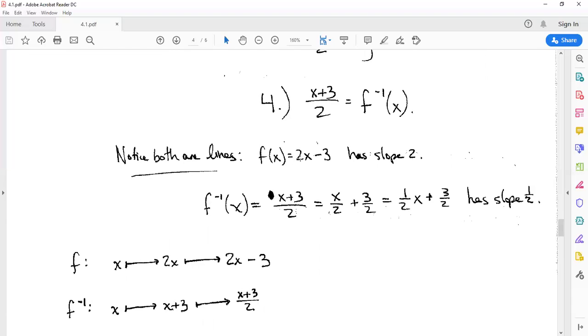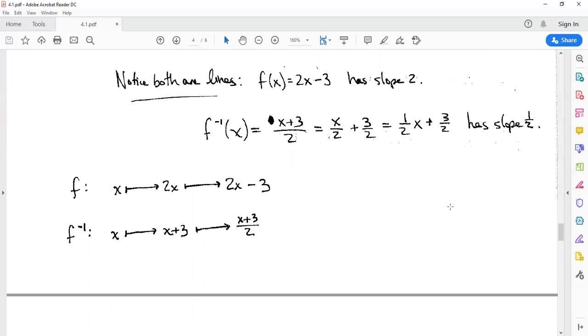Okay, and then one last thing we can notice here is that both of these are lines. The first line has slope 2, and the inverse function's line has slope 1/2. That might not be a coincidence either, that those two slopes are reciprocals.